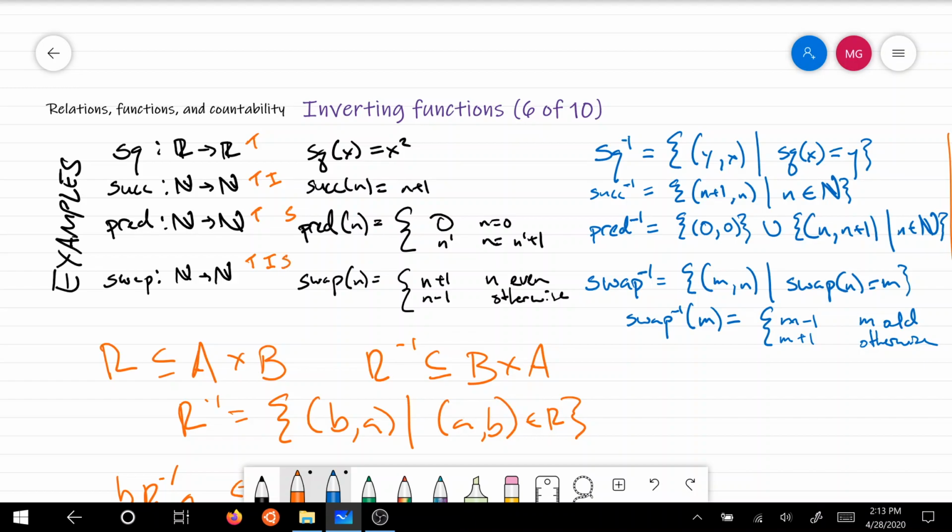Okay, and now if you like, make a similar chart for those functions on the right and see if you notice any patterns. Okay, pause the video, do that, think about it. It's a great exercise. You'll learn a lot.